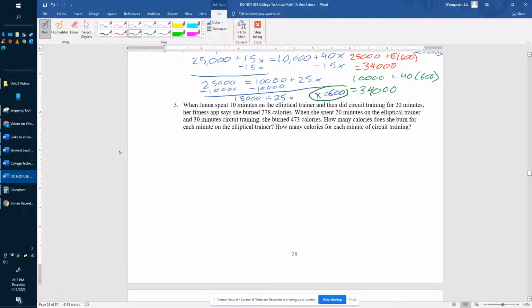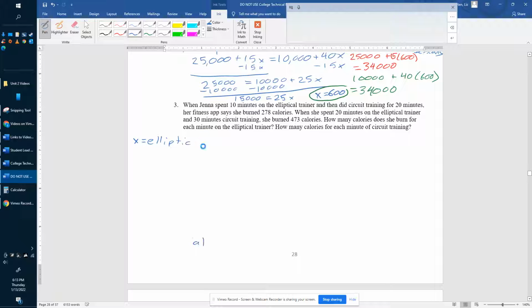When Jenna spent 10 minutes on the elliptical trainer and then did circuit training for 20 minutes, her fitness app says she burned 278 calories. When she spent 20 minutes on the elliptical trainer and 30 minutes on the circuit training, she burned 473 calories. How many calories did she burn for each minute on the elliptical trainer? How much for circuit? So let's say that X is the elliptical trainer and Y is circuit.